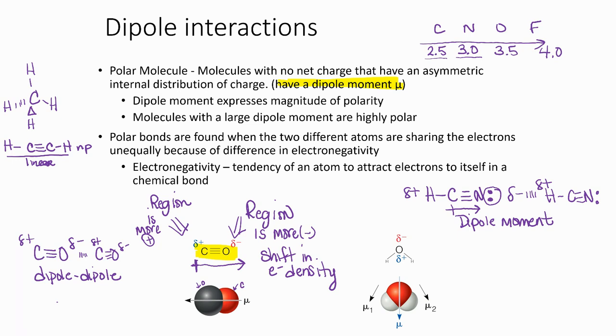Okay, so polar molecules like CO and HCN, they have van der Waals forces. All molecules have van der Waals forces. But in addition to that, they have dipole to dipole attractions. And so that's going to make them have an extra intermolecular force. It's going to make them attracted to each other more. Okay, so that's the dipole-dipoles.